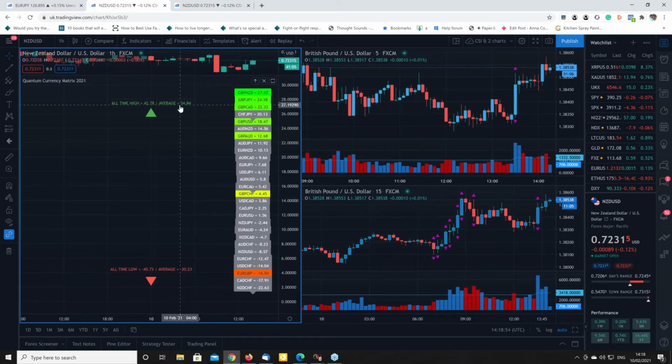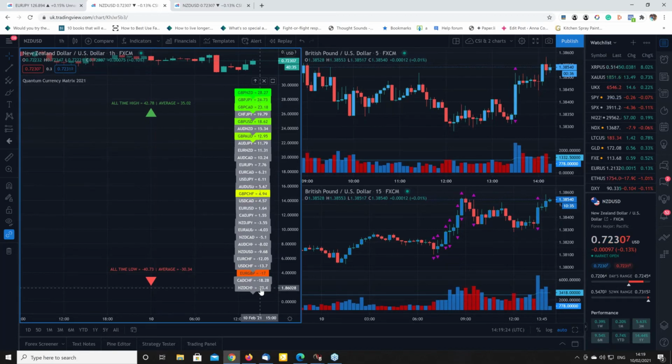We will obviously roll it back onto the other platforms in due course, but as I say, once Currency Matrix is launched for TradingView, this is what you will have. And equally down at the other end, we've got exactly the same principle, negative obviously. The all-time low here is minus 40.73, and the average is minus 30. So again, it's telling us a similar sort of thing. And New Zealand Swiss is minus 23, so it's not at the average.